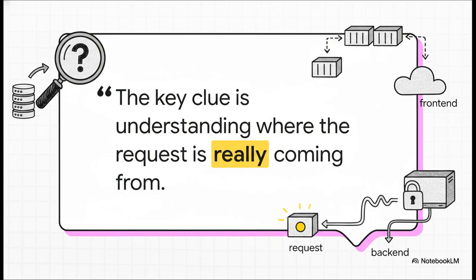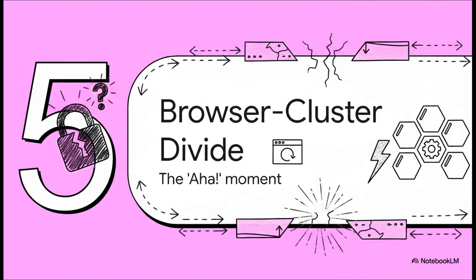So we've checked the logs, we've checked the pod status, and we're still stumped. This whole case, this whole mystery, it all boils down to one single critical question. Where is the request actually coming from? And right there, that's it. That's the aha moment. The case just cracked wide open.